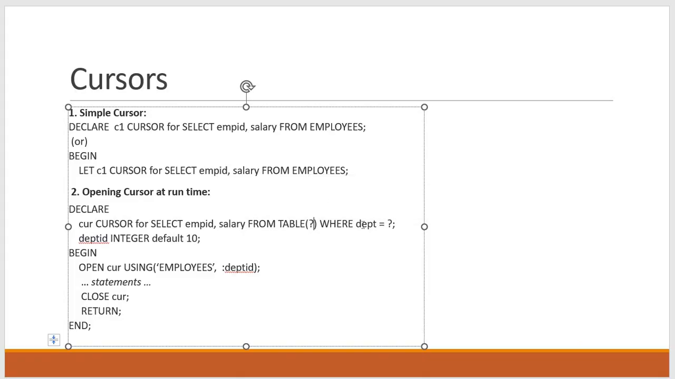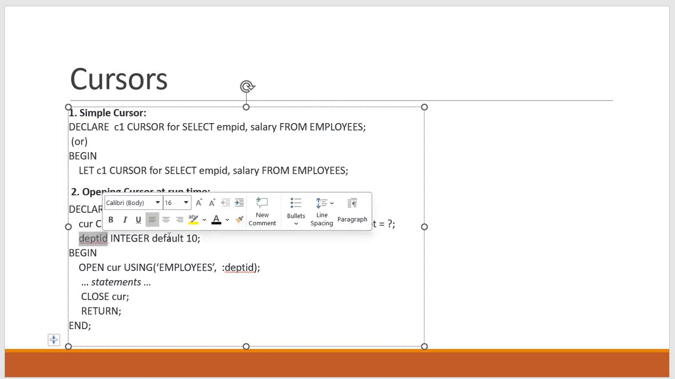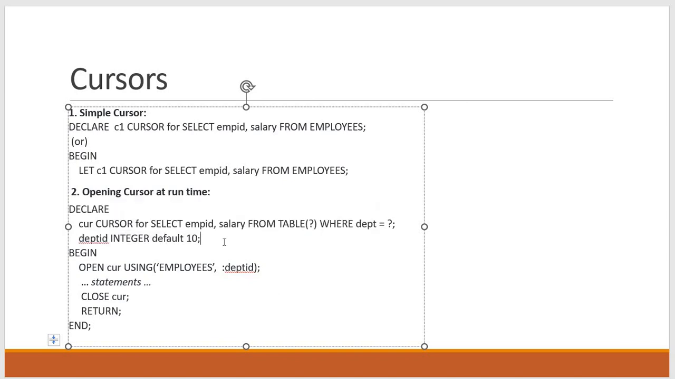So we call these question marks bind variables. That means we pass the values for these question marks at runtime. Okay, and I'm declaring another variable of integer type, department ID, and the default is 10. So now, how can we pass this table name and department name at runtime?